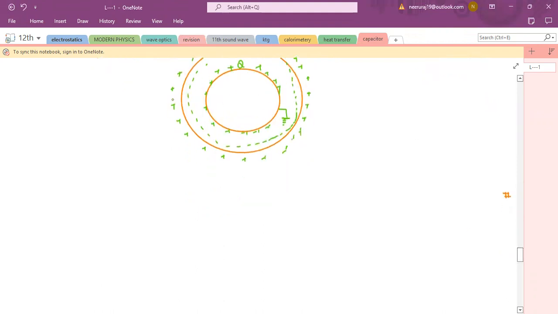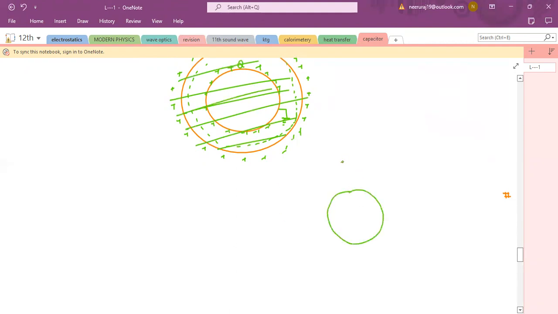I think, bacho, I made some mistake. Let me recall it and do it again. We have an inner sphere, a conducting sphere, and one outer conducting sphere, right? And this is the setup. Now we want to form the capacitor.